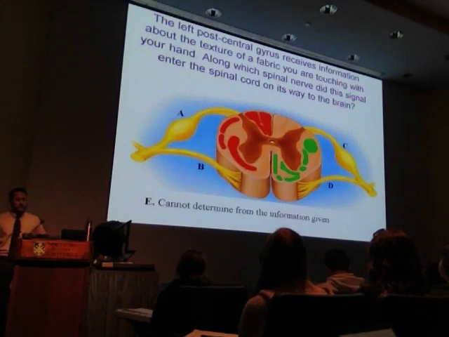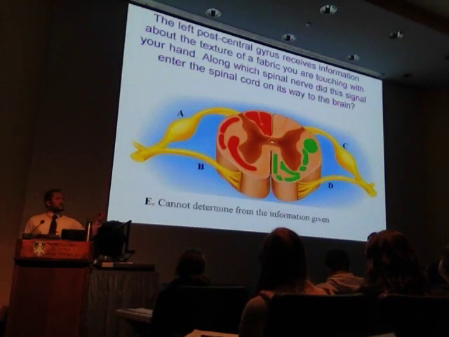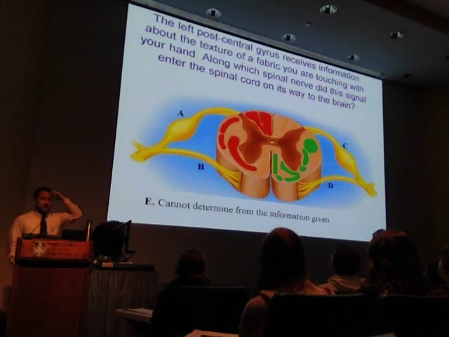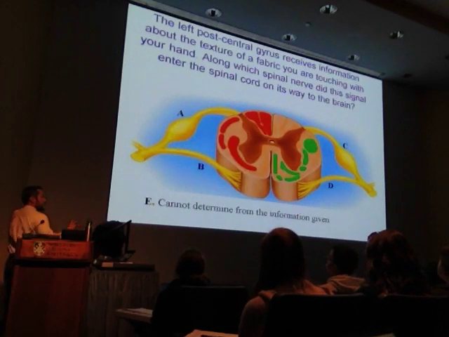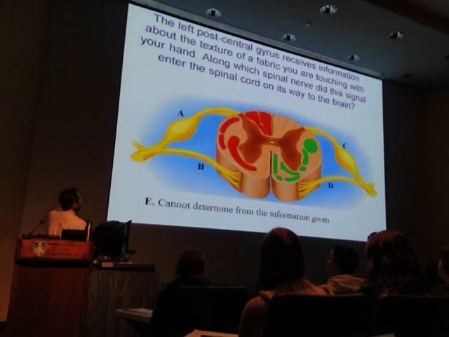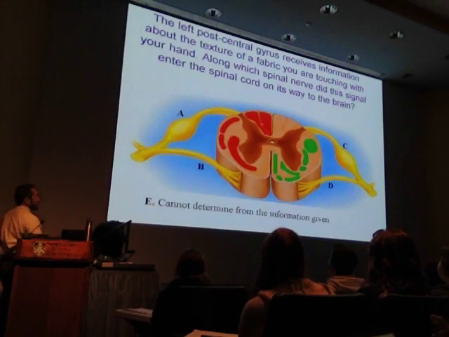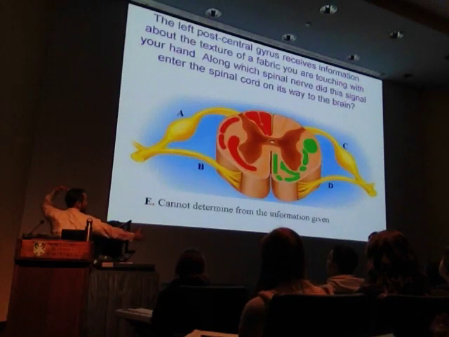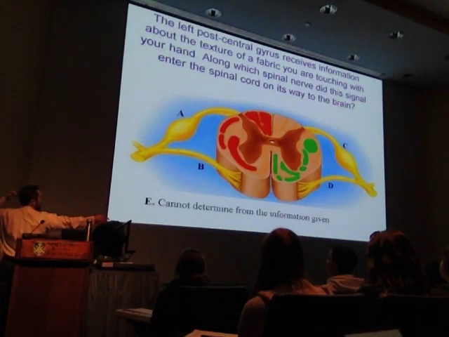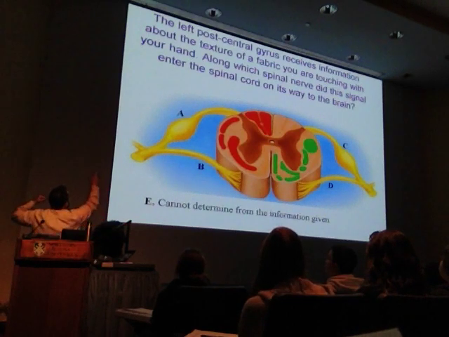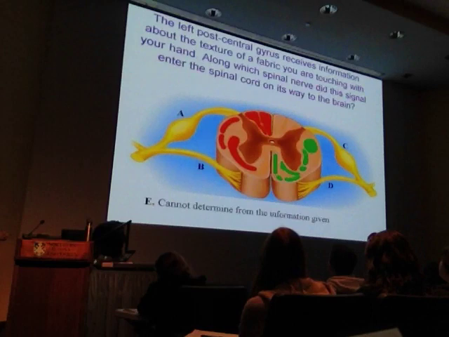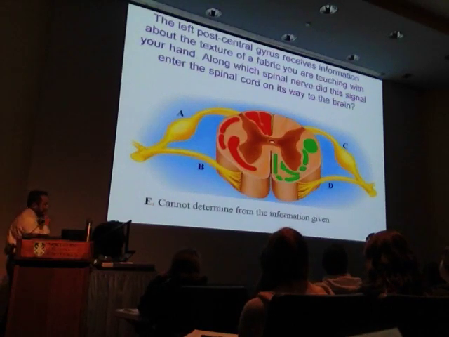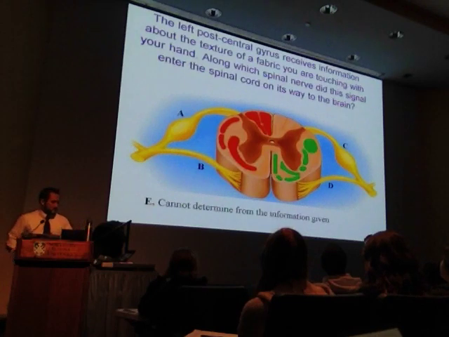Texture of a fabric. You're touching with your hand. If the left postcentral gyrus, on the left side, is receiving information, is it sensory information or is it motor? It's sensory information, right? And you're touching it with your hand, but which hand are you touching it with? The right hand if it's going to the left, right? So if it's coming from your right hand, along which spinal nerve did this signal enter the spinal cord on its way to the brain? A, B, C, or D?